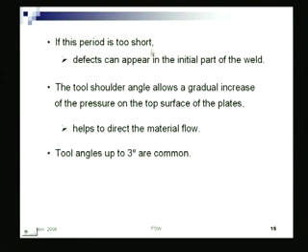If the period is too short, defects can appear in the initial part of the weld. The tool shoulder angle allows a gradual increase of the pressure on the top surface of the plate, right. This is about the shoulder angle. The angle is generally of the order of 3 degrees. The very nominal angle is provided.